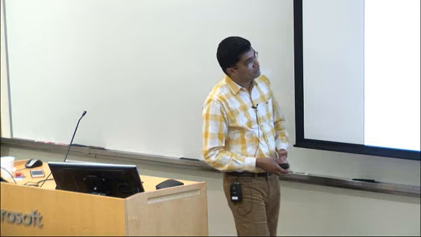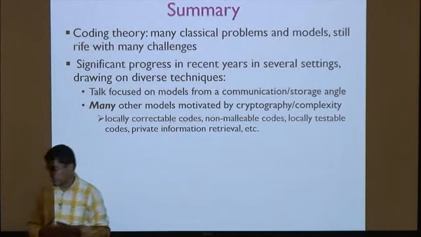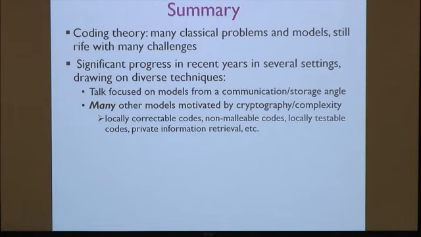So again, coding theory has lots of old problems, and still many things we do not know. I guess the deletion question was a striking one. There are many other ones like that, and we made a lot of progress in many different settings using a variety of techniques. For the talk, I handpicked a few models which I worked on, and in particular all these models are coming from a more communication storage angle. That's at least ostensibly the motivation for these. But there are many other models which are actually motivated by computer science, cryptography and complexity in particular.